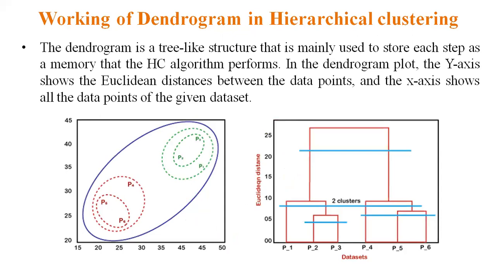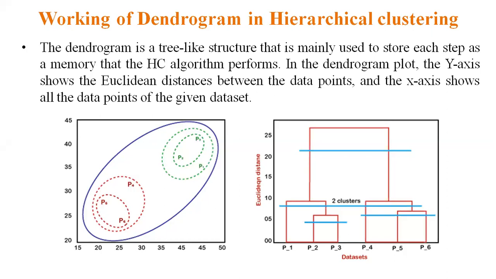Okay, now let's look into how to divide the number of cluster points into a dendrogram. This is the final step of hierarchical clustering and a very important step. This is what we call the working of the dendrogram in hierarchical clustering. The dendrogram is a tree-like structure that is mainly used to store each step that the hierarchical clustering algorithm performs, like a memory.